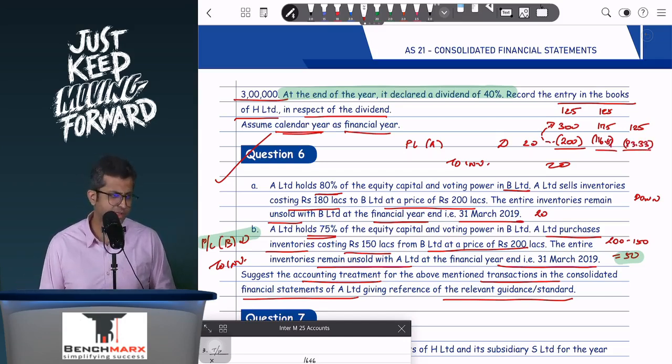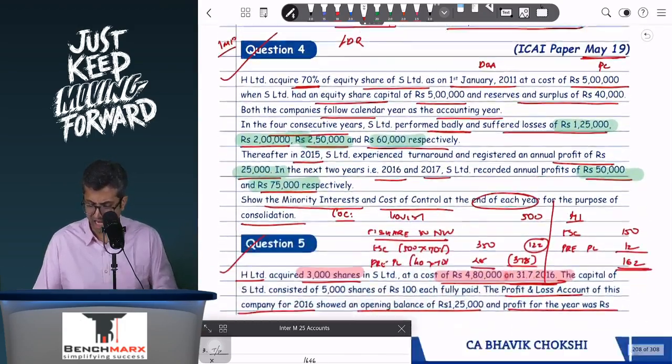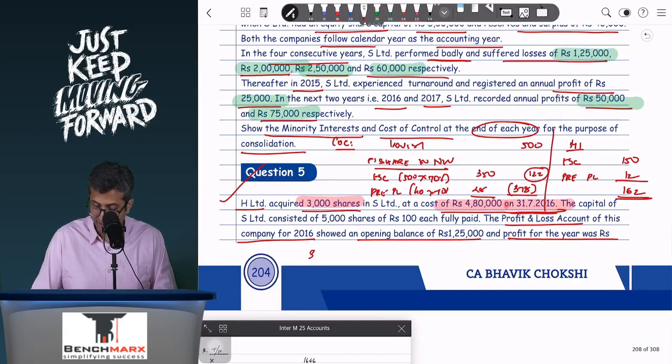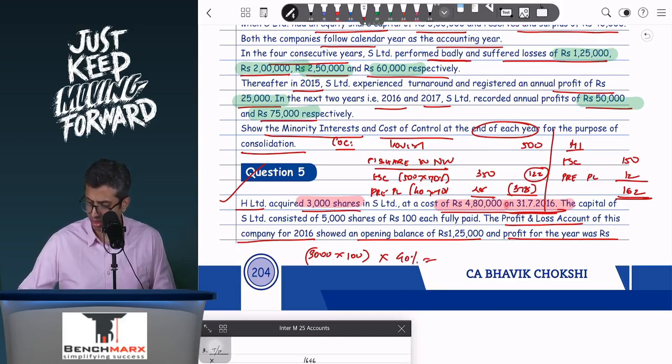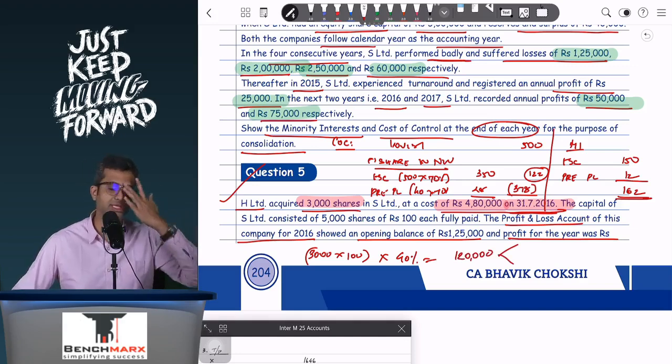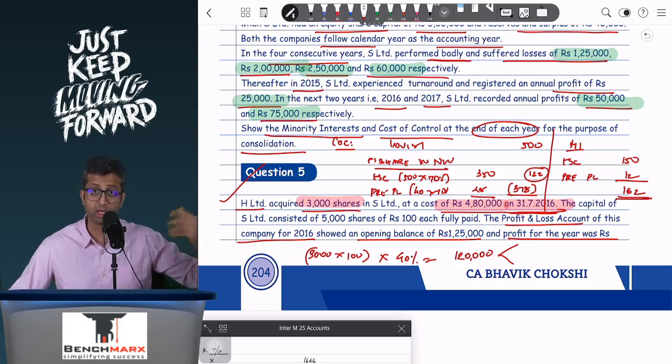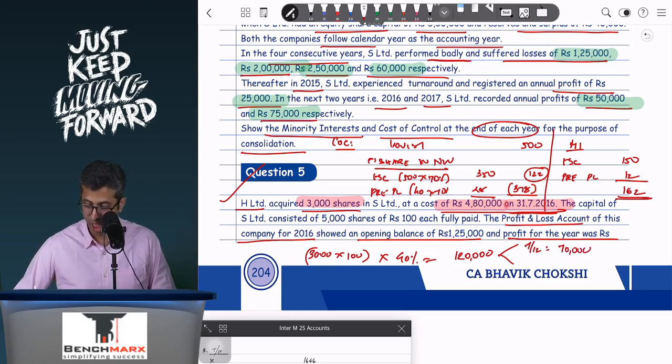If I had to do analysis, now in this particular case, I will say that as H, how much dividend am I receiving? 3,000 into 100 into 40%. So this is 3,000 into 100 into 40% comes to 1,20,000. Now out of the 1,20,000, can I say for the first 7 months, this dividend is out of the profits of the current year. Out of the current year, 7 by 12 is pre-acquisition, and hence 70,000 is pre-acquisition, whereas 5 by 12 is post-acquisition, and hence 50,000 is post-acquisition.